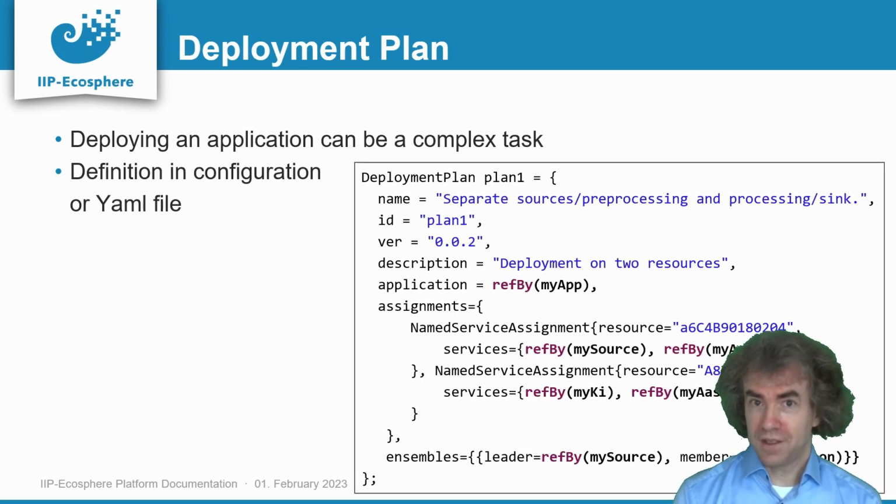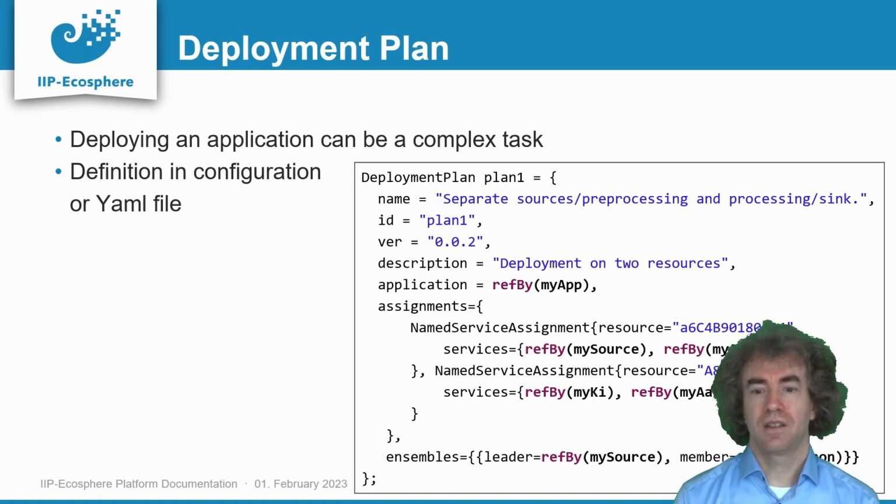You can configure such a deployment plan in the platform configuration, and here on the right side you see an excerpt of how this looks. It has a service, a name, an ID, a version and a description, but it points to the application it shall deploy, and for the application it makes a series of assignments of which service goes to which device, in its simplest form directly naming the identifier of the device here.